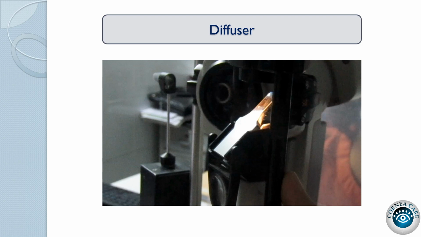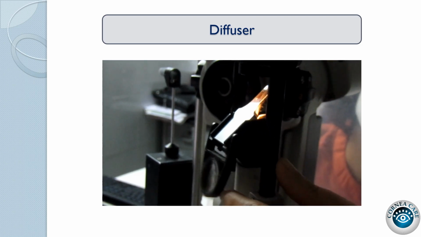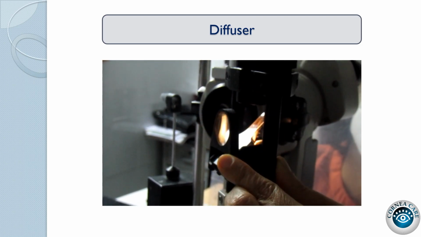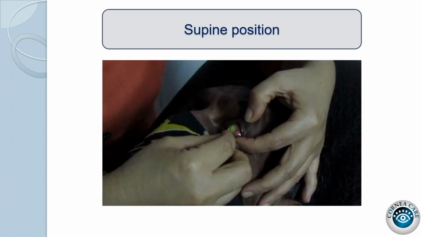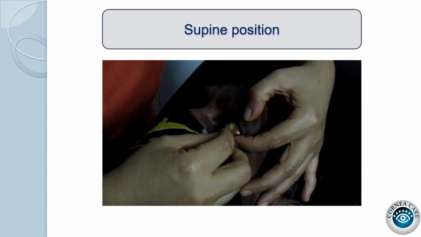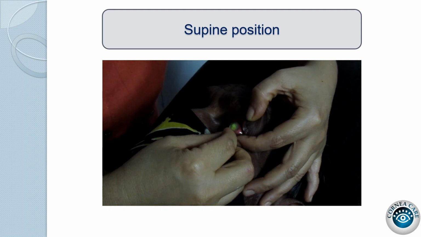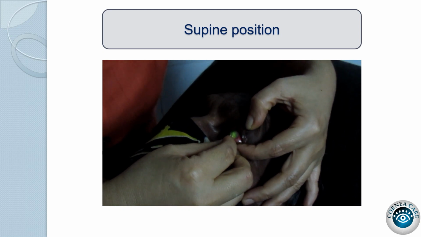Another thing which is very helpful is the use of a diffuser because most of these patients are very photophobic. Those of us who are not comfortable on slit lamp can do this procedure by making the patient supine and then doing it.